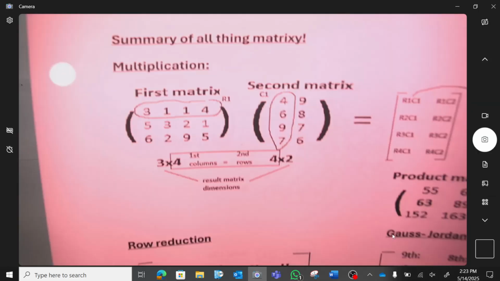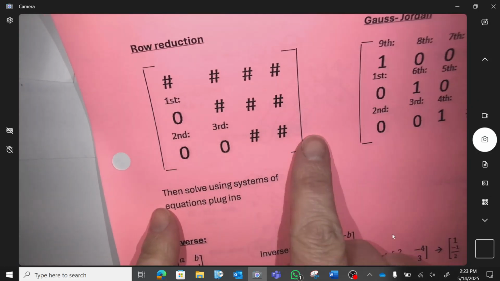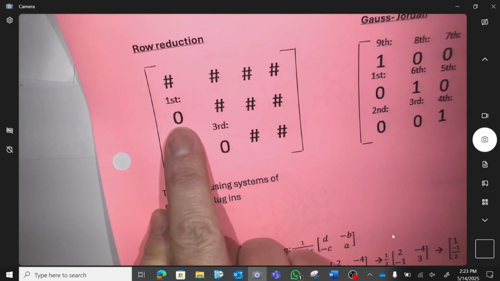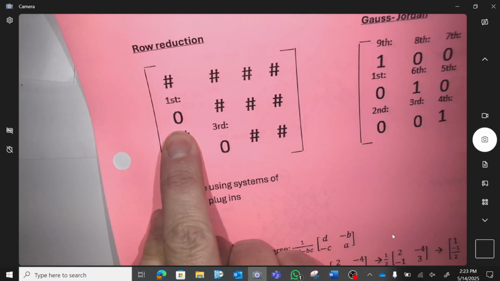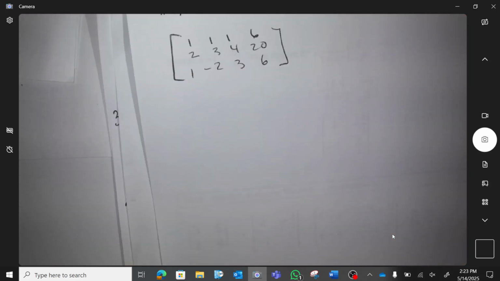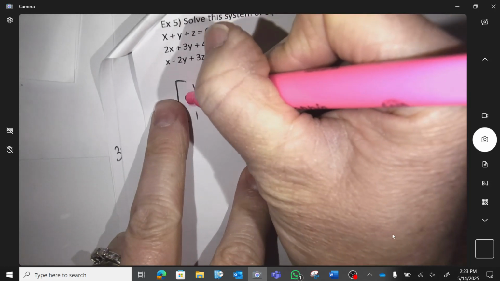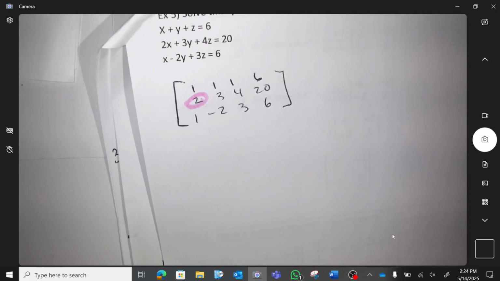Okay, row reduction. So everybody's looking here. What do we do first? We got to make a 0 in this spot. Where is this question? In your notes. I'm not sure what page. Example 5. It's example 5 in your notes.